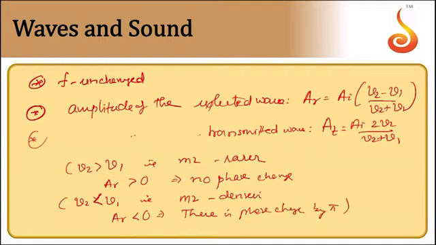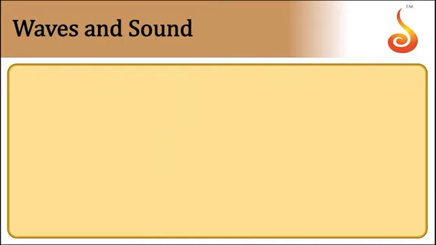I mean, AT is always positive. Whether V1 is greater or V2 is greater does not matter. AT is always positive, and thus the phase of the transmitted wave always remains unchanged. Remember, the transmitted wave is never inverted. This is because of the following simple thing.